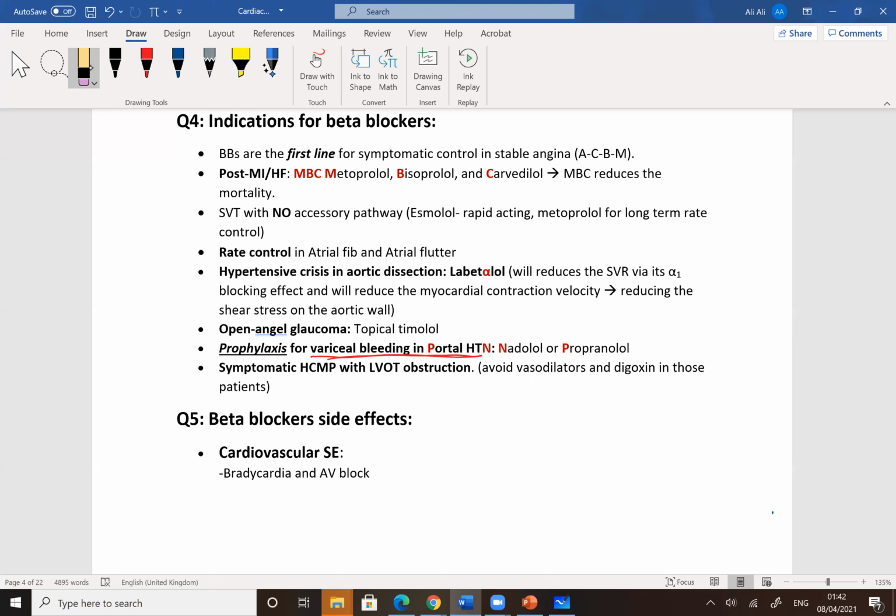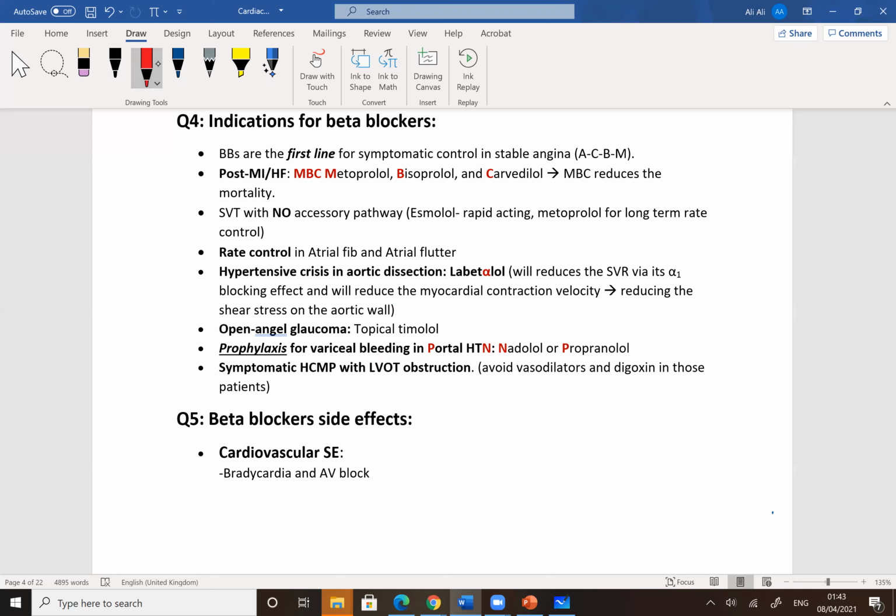One of the methods we do prophylaxis for esophageal varices is through nadolol or propranolol. However, nadolol and propranolol are not used in the treatment of esophageal varices. They are used in the prophylaxis. In the treatment, you may give octreotide or vasopressin.